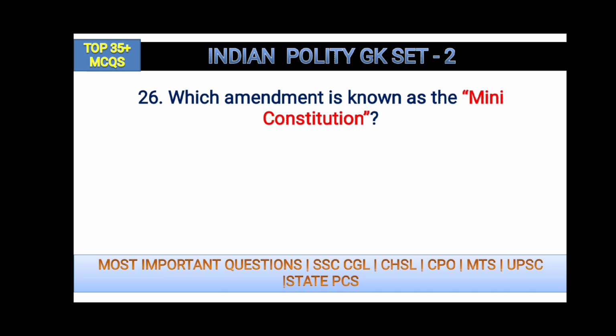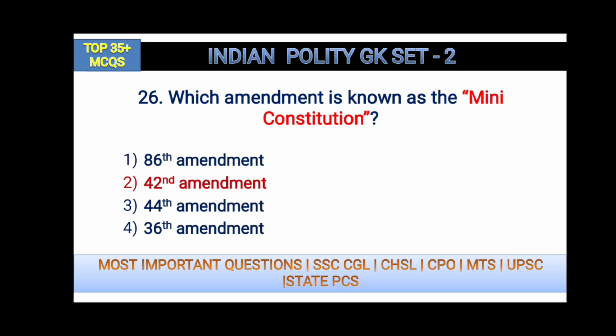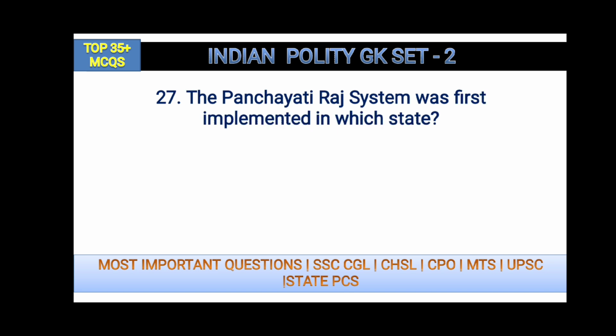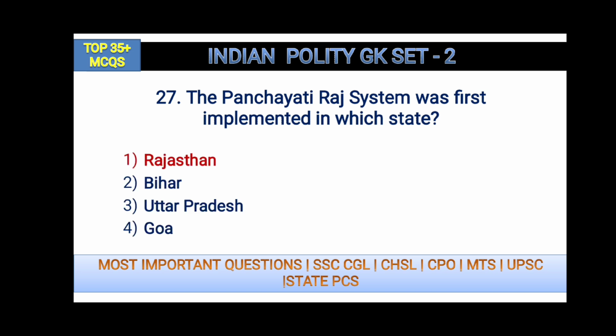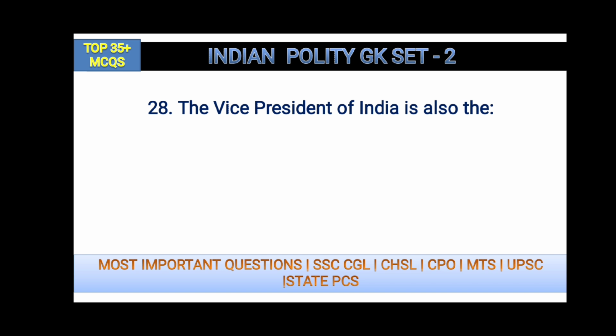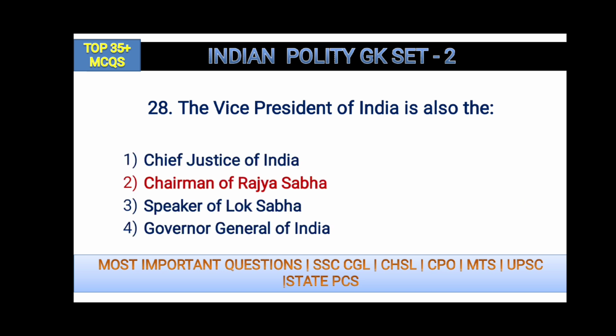Which amendment is known as the mini constitution? It's again a very important question. It is the 42nd amendment. The Panchayati Raj system was first implemented in which state? It is Rajasthan, the first state in India. The Vice President of India is also the Chairman of the Rajya Sabha. By default, he is the Chairman of the Rajya Sabha.